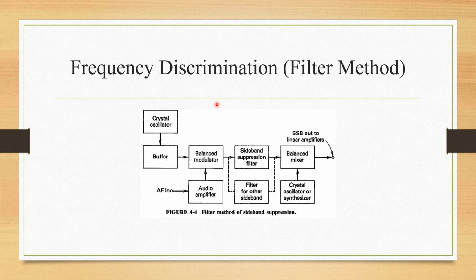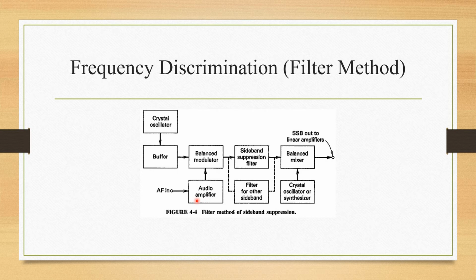If you look at the diagram here, we have a crystal oscillator, buffer, the balanced modulator, and the sideband suppression filter. This filter reduces one of the sidebands and gives only one. Then we have the balanced mixer. Here we again have a crystal oscillator or synthesizer, and this is for the other sideband filtration, and the audio amplifier gives the audio at a very high output.